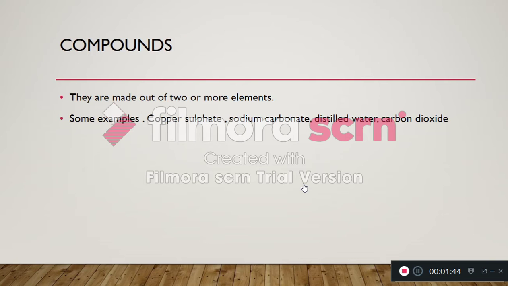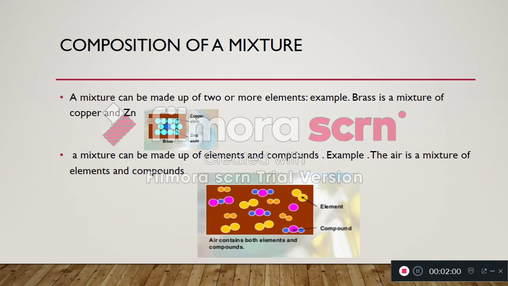Compounds also come under pure substances and they are made out of two or more elements. Some examples are copper sulfate, sodium carbonate, distilled water, carbon dioxide, etc. Now let's move to the main topic, mixtures.